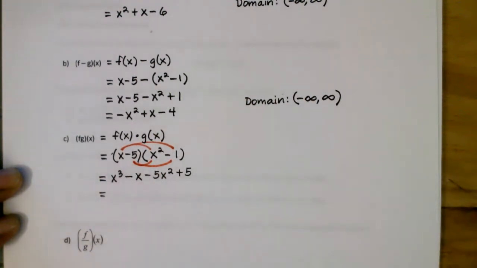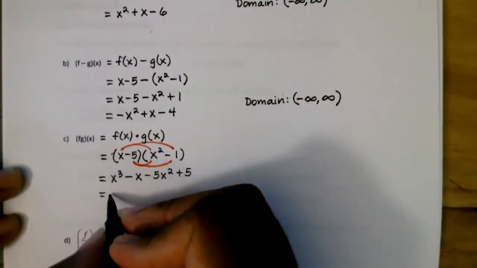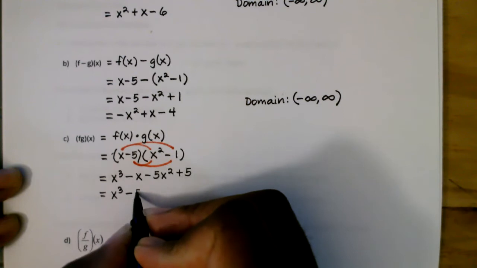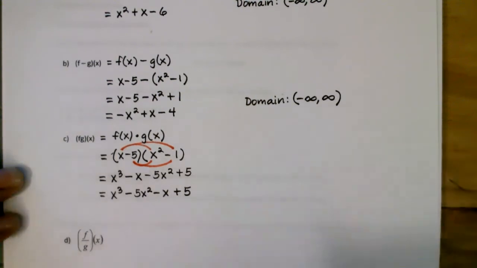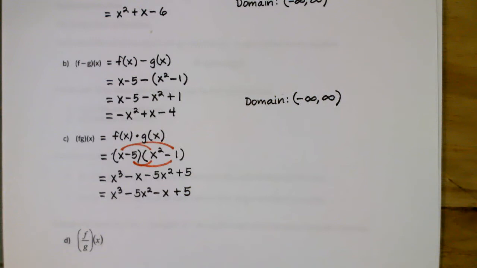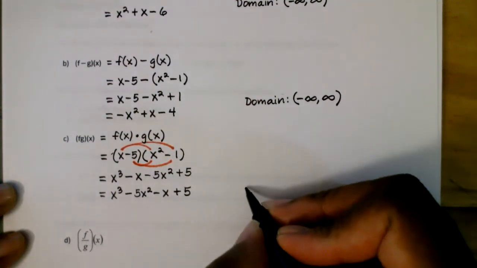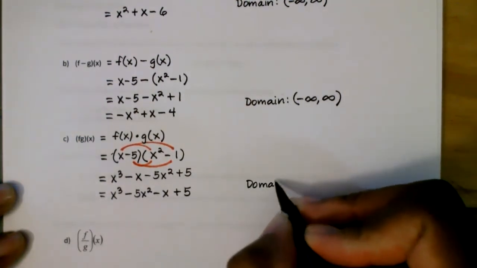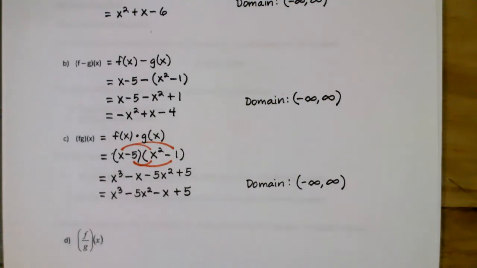Combine like terms here, there's not much you can combine except putting them in descending powers, by the way. This will be x cubed. Then I put the minus 5x squared next, then minus x plus 5. So with this one, there's not much you can combine other than just putting them in descending powers. All right. Now again, this is a polynomial function, so the domain there is, again, negative infinity to infinity.